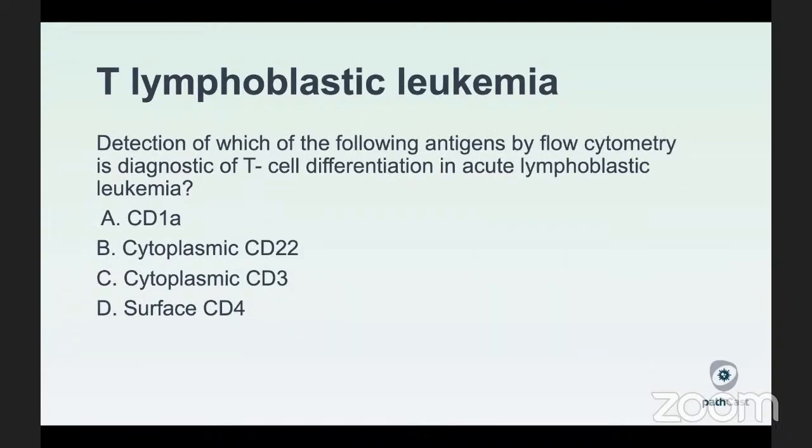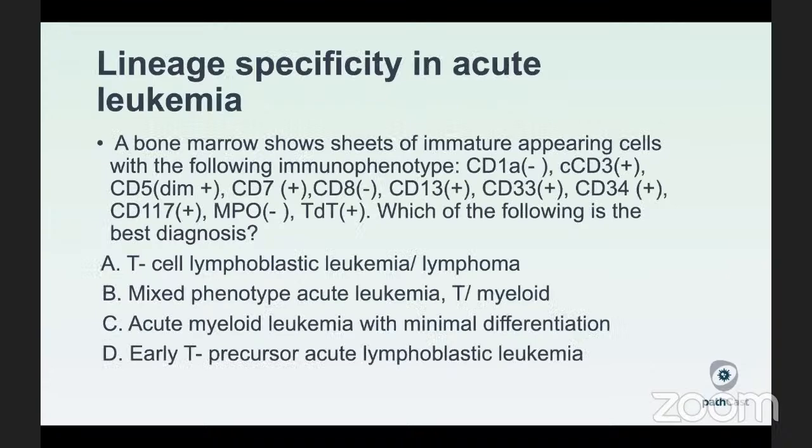Question about the T-lymphoblastic leukemia. Detection of which one of the following antigens is diagnostic for T-cell differentiation in acute leukemia? Which one is lineage specific? This is another format for the question. Again, cytoplasmic CD3 is the characteristic lineage specific marker. So lineage specificity in acute leukemia is a really important question in clinical practice and in your exam as well. So this is another important question here.